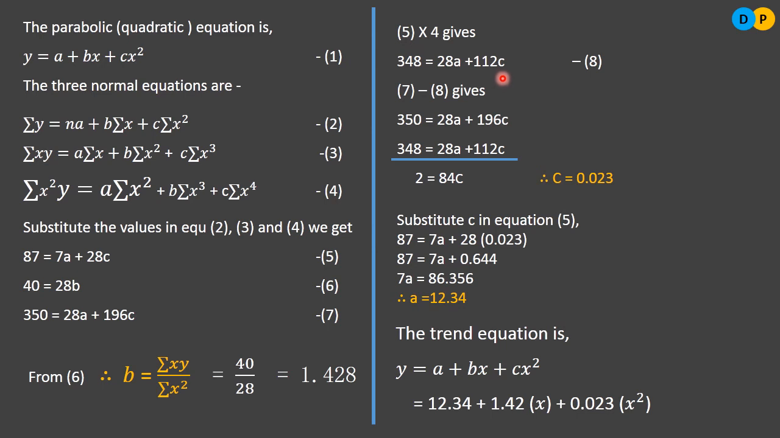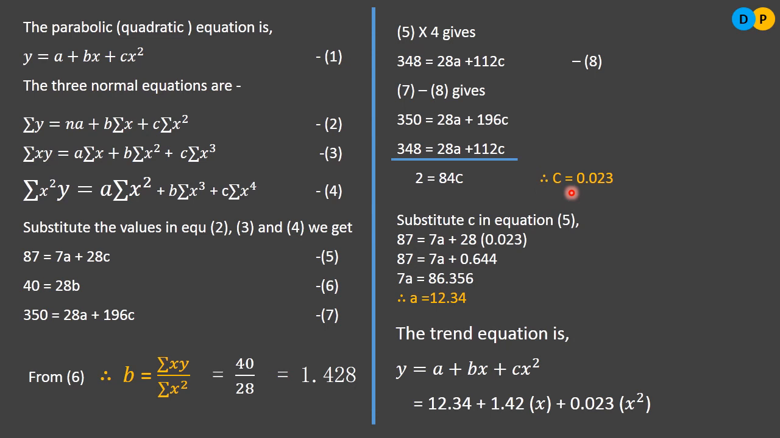Now we need to solve this equation. We can consider it as equation 8, and equation 7 also needs to be considered. After subtracting these two equations, plus 28a and minus 28a get cancelled, and we are left with only these two terms. So the final answer will be 2 is equal to 84c. So finally, what is c? c is equal to 0.023.